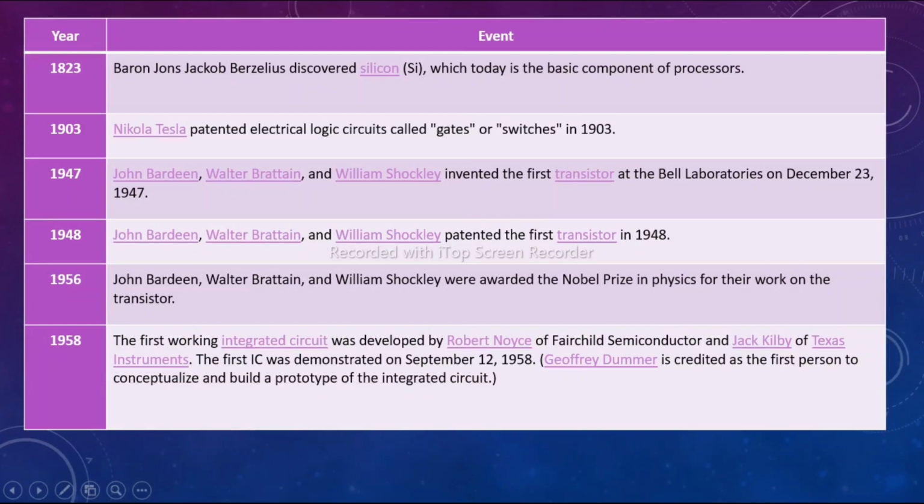In 1958, the first working integrated circuit was developed by Robert Noyce of Fairchild Semiconductor and Jack Kilby of Texas Instruments. The first IC was demonstrated on September 12, 1958. Geoffrey Dummer is credited as the first person who conceptualized and built a prototype integrated circuit.